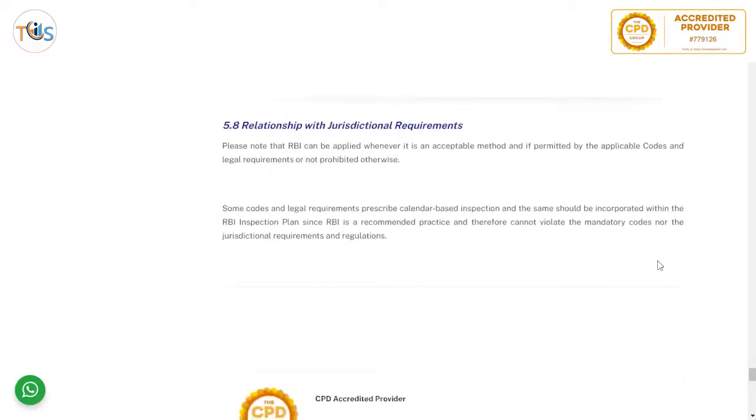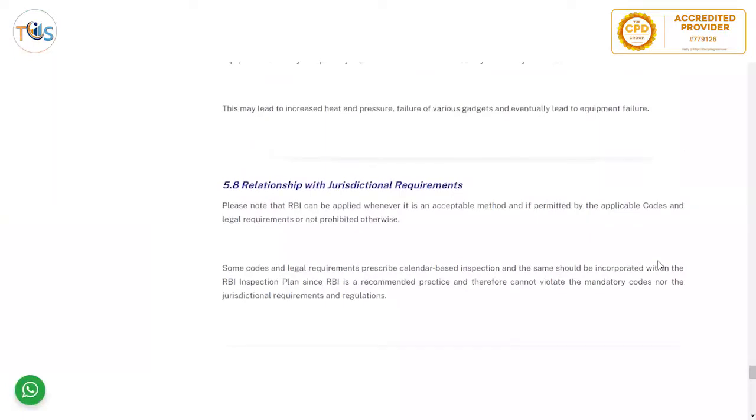Relationship with jurisdictional requirements. Please note that RBI can be applied whenever it is an acceptable method and is permitted by applicable codes and legal requirements and not prohibited otherwise. Some codes and legal requirements prescribe calendar-based inspection, and the same should be incorporated within the RBI inspection plan, since RBI is a recommended practice and therefore cannot violate the mandatory codes nor the jurisdictional requirements and regulations.